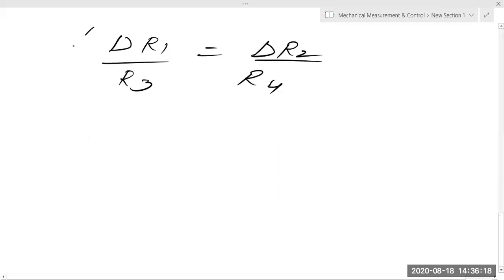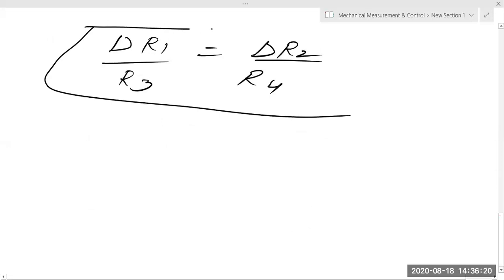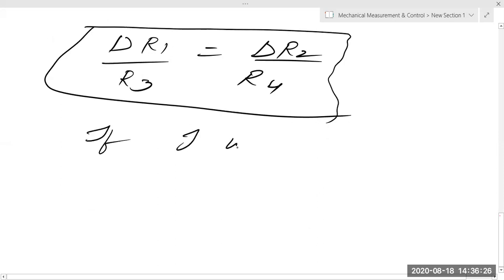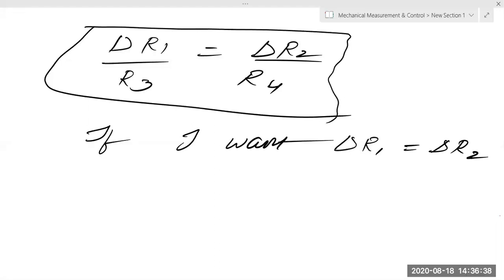Now I would like to hear it from you. How can delta R1 be equal to delta R2? I'm just putting the question. If I want delta R1 to be equal to delta R2, how is it possible? Can anyone let me know? The resistance changes in same environment.